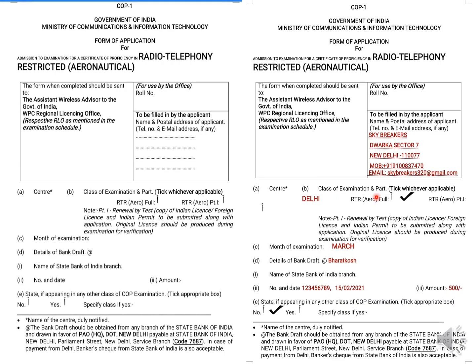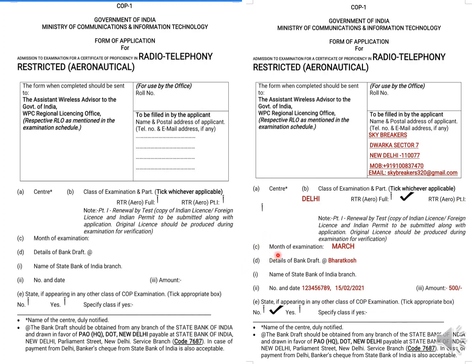Classes of examination and part. Here the classes of examination are RTR Aero full and RTR Aero part 1. Normally whoever is doing pilot training in India needs to get RTR Aero full, that is part 1 and part 2. RTR Aero part 1 is required for those who already have the RTR P license as well as the RTR C license. If you have any doubt, you can go through my previous video. I already explained what RTR P and RTR C are.